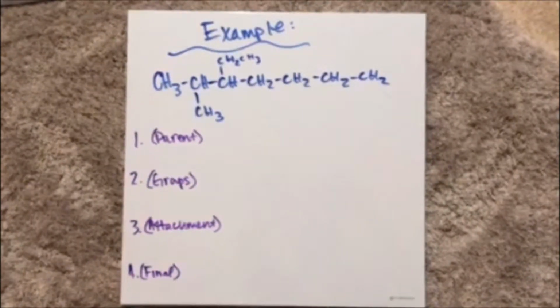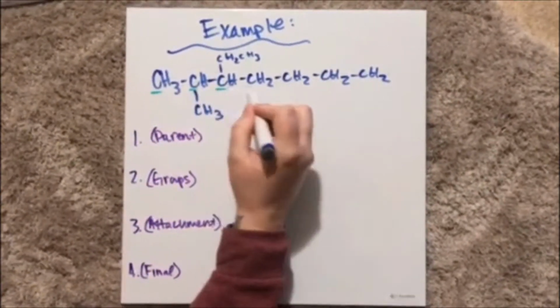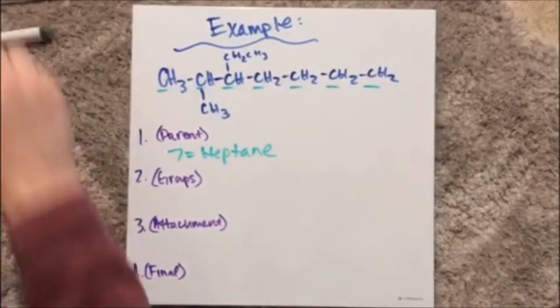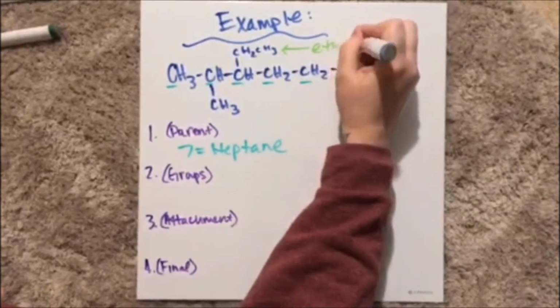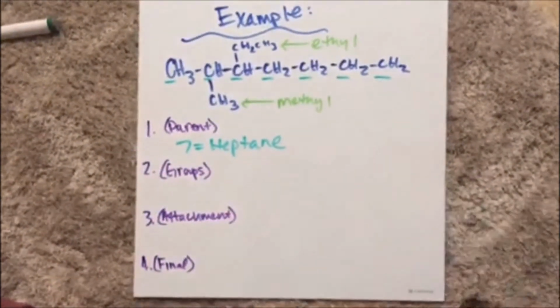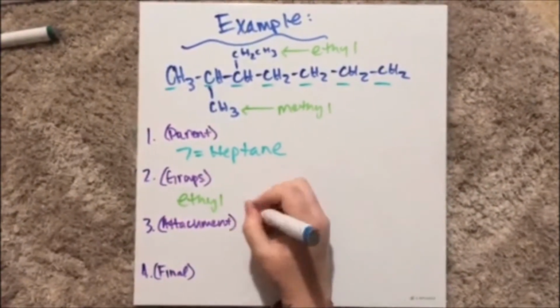This will be our last example, so click pause to copy the problem and see if you can do it yourself first. We will start this one the same as the others. We're going to determine the number of carbons in the parent chain, which is 7, to equal heptane. Next, we're going to determine how many substituent groups there are. In this one, there are 2, 1 ethyl and 1 methyl.